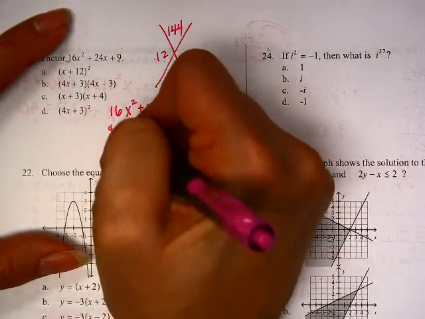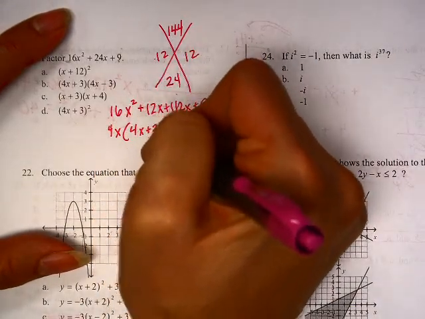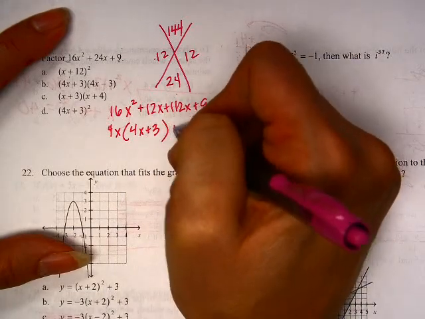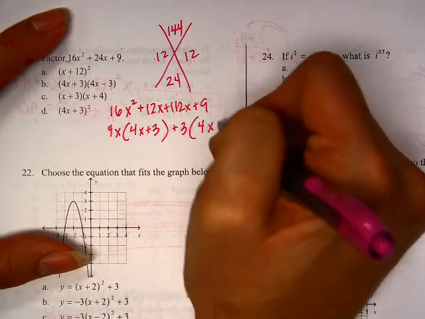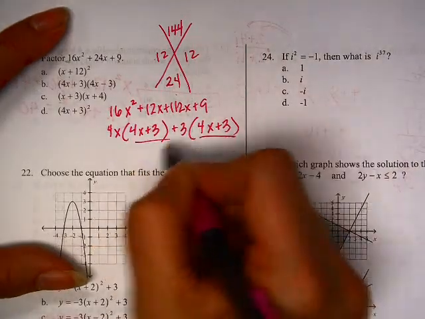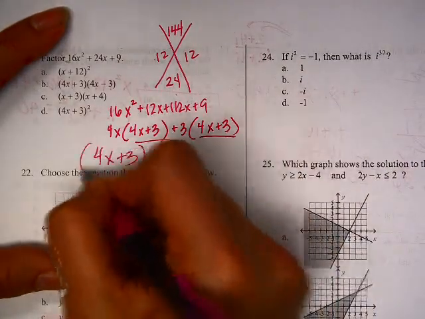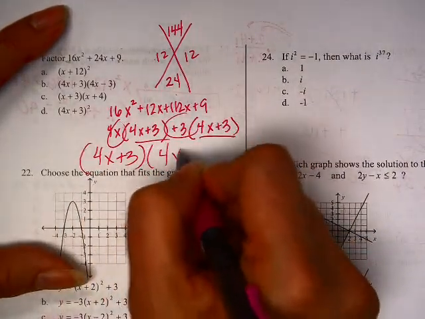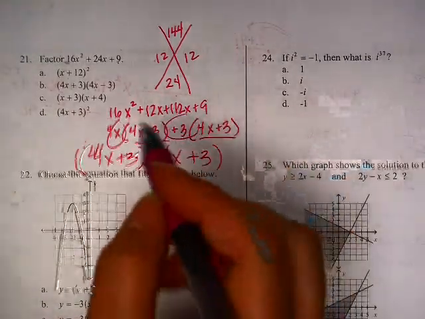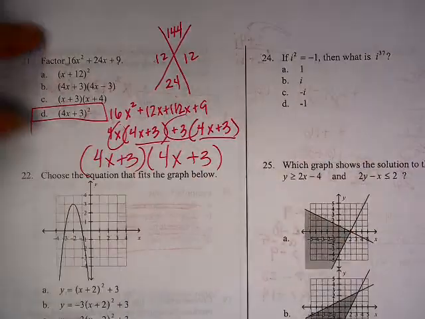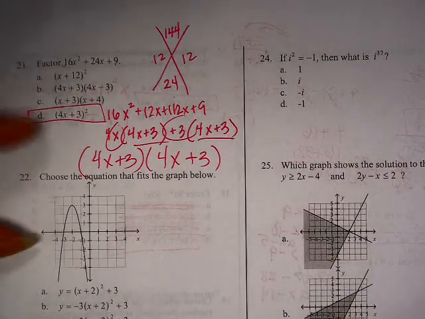So I have a 4x, and I have 4x plus 3. And I'm going to factor out a 3, and I'm left after with 4x plus 3. So this is one term. And this is the other term, which, ladies and gents, are exactly the same thing. And so this, my dear people, is the answer.